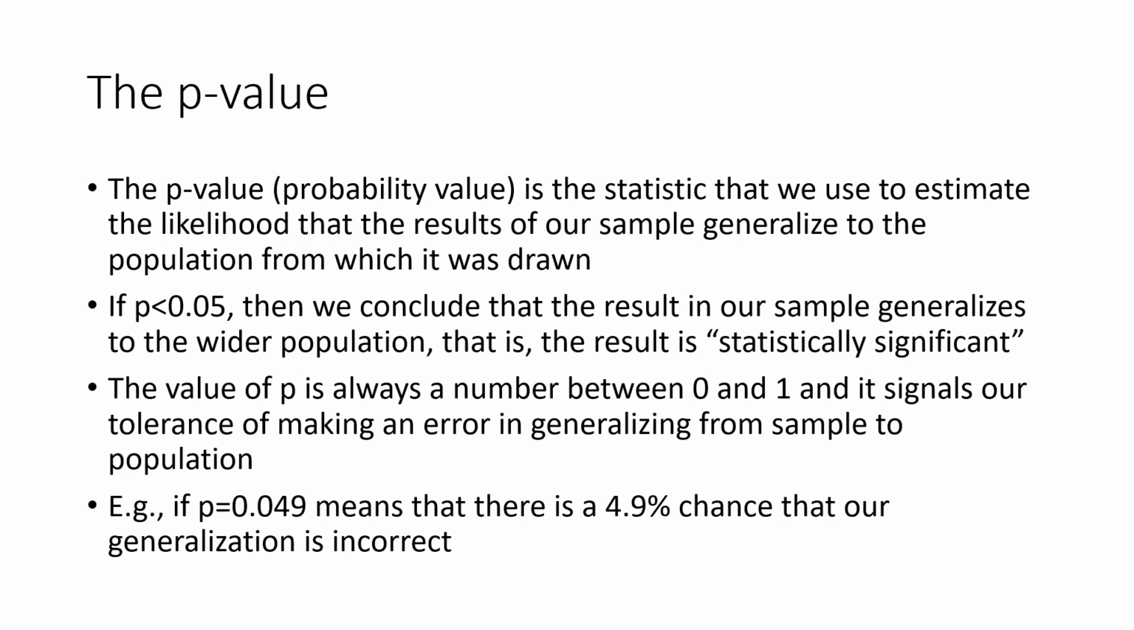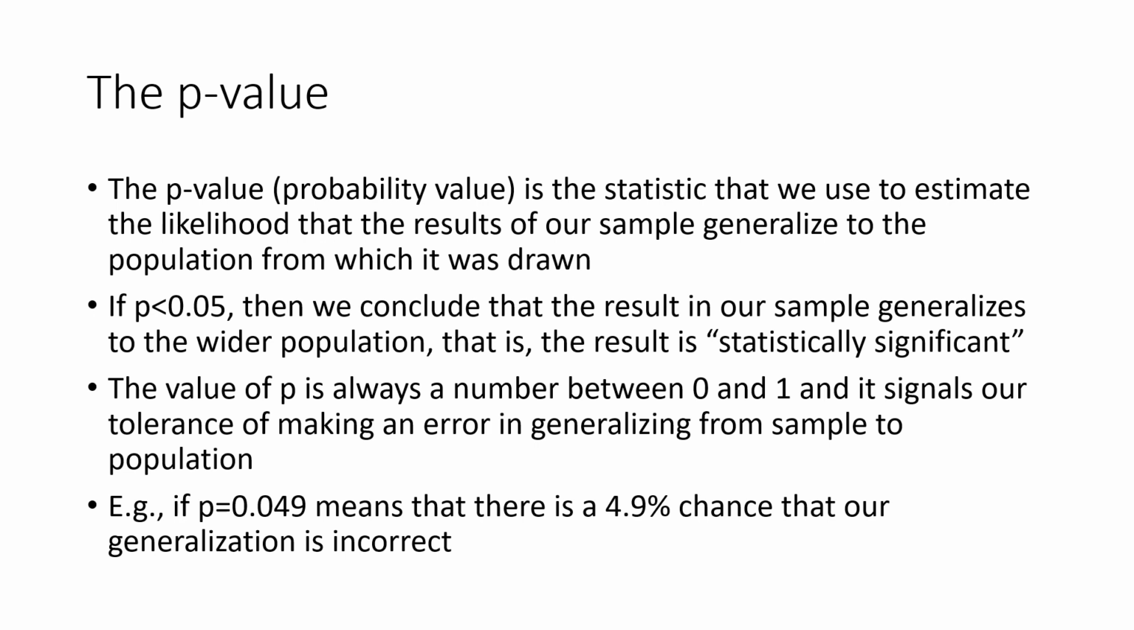Another way of saying this is that if your p-value is greater than 0.05 or equal to 0.05, then your result is statistically insignificant. Then the result within our sample is not large enough or not strong enough to generalize to the population, and therefore we conclude that there is no likely relationship or no likely association.